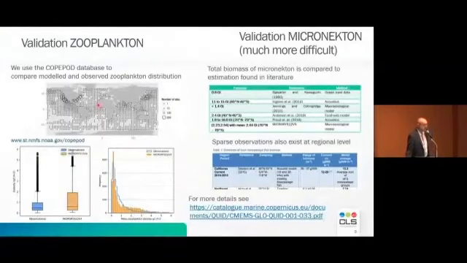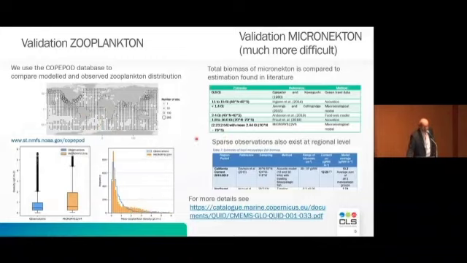For zooplankton, we use the very large dataset Copepod. At the moment, we don't use pointwise comparison because it's quite difficult, because we do not have the same space and time resolution. So we compared with the distribution. So we can see that in our model we still have some problems.